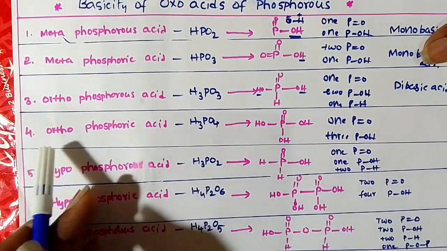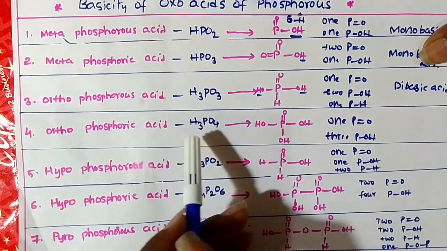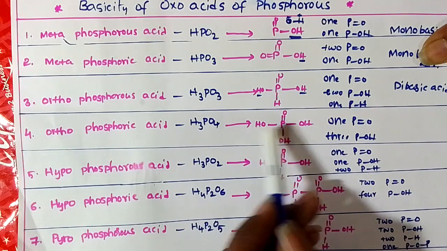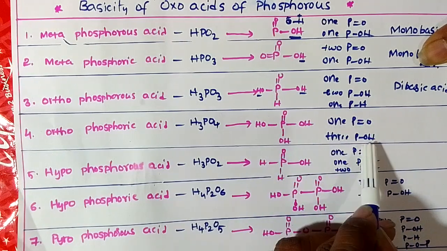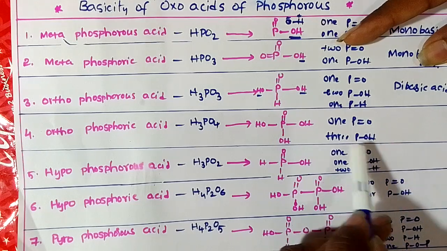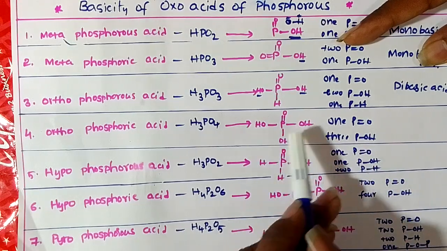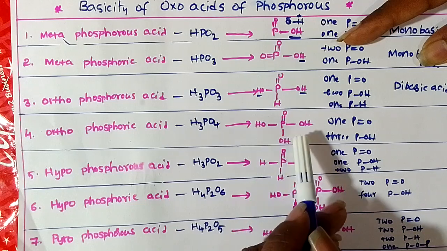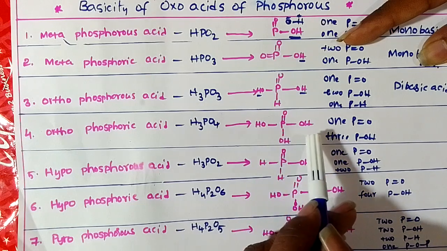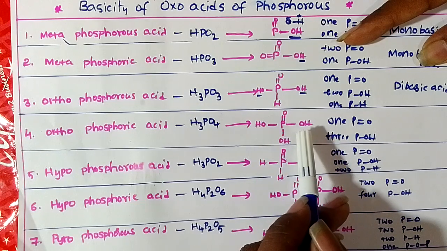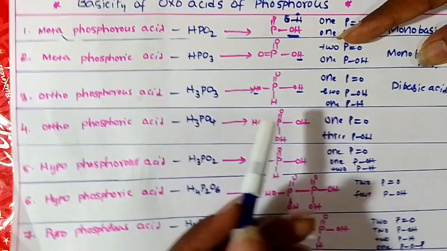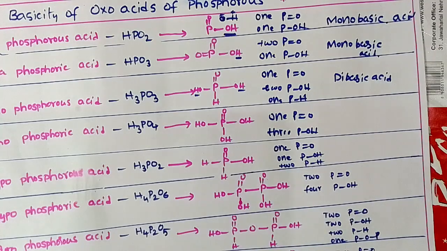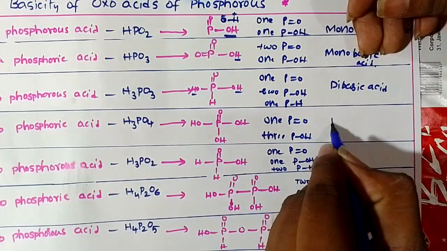Now coming to orthophosphoric acid. The formula is H3PO4 and the structure is like this. It contains one P=O group and three P-OH groups. Due to the presence of three P-OH groups, it contains three acidic hydrogens. These three are ionizable and replaceable with a base. That's why it is called a tribasic acid.